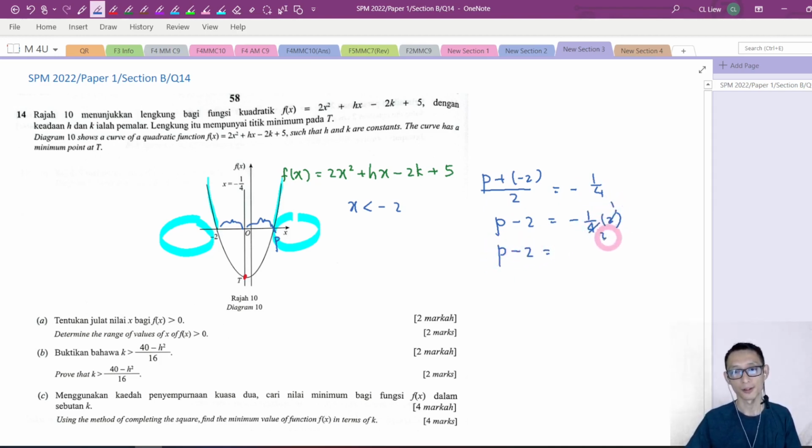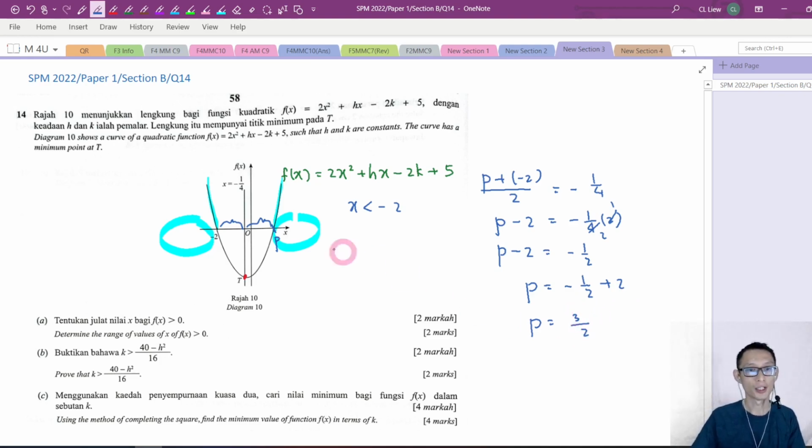Okay, so this is -1/2. So p is equal to -1/2 plus 2. So this one you can just press your calculator. 3/2. So now I know this is 3/2. Now we got the answer, which is x is greater than 3/2.